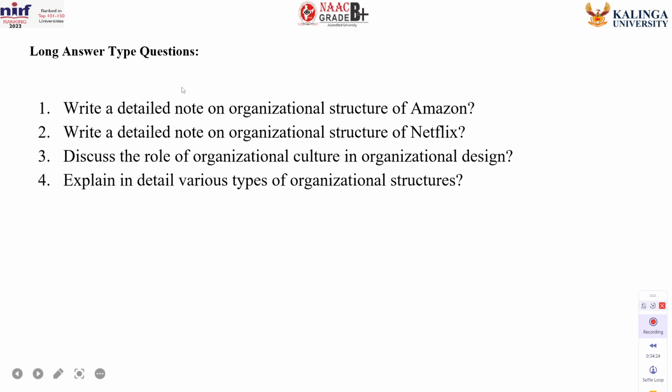And the long answer type questions will be: write a detailed note on the organizational structure of Amazon, based on the case. Write a detailed note on the organizational structure of Netflix. Discuss the role of organizational culture in organizational design, and explain in detail various types of organizational structure. So these will be long answer type questions, and that is the end.